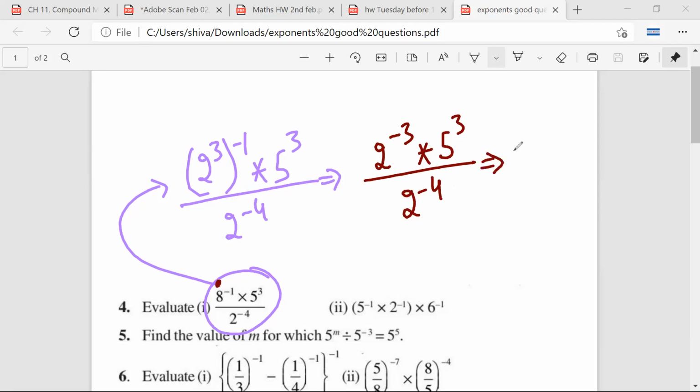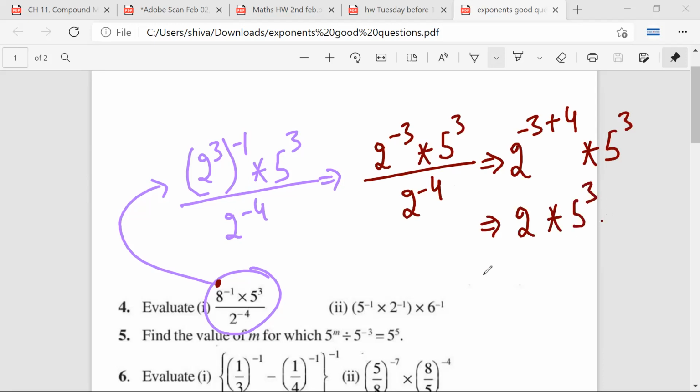And then I can write this as -3 plus 4 into 5 cube. Aishwarya ji, is it okay? And I can write this as 2 into 5 cube. Aishwarya ji, is it okay? And then of course you can write this as 5, 25, 125, 2 into 125. This would be equal to 250. Aishwarya ji, is it okay?